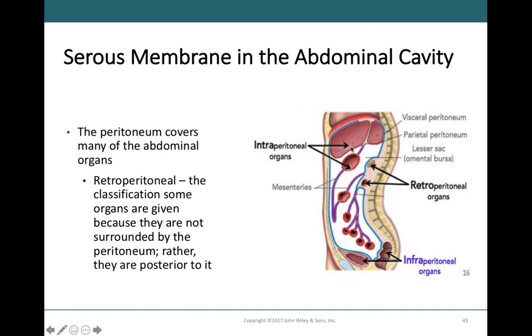Pardon my mistake there. The infraperitoneal organs are going to be found below, just as they are inferior to the peritoneum. So again, the intra are found on the interior, the infra are found inferior. That's the way we would distinguish these. The retroperitoneal organs are going to be found towards the back or behind, posterior to our peritoneum.